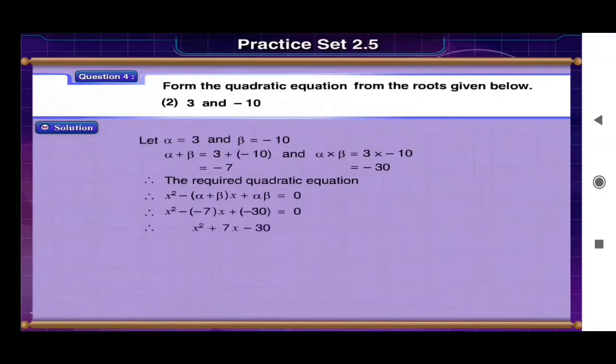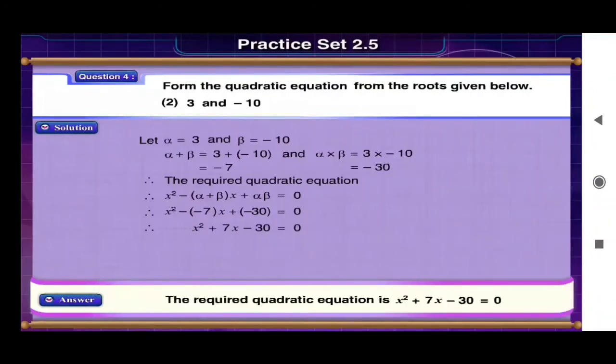Therefore, x square plus 7x minus 30 is equal to 0. Answer: the required quadratic equation is x square plus 7x minus 30 is equal to 0.